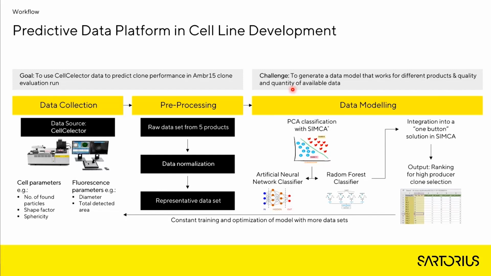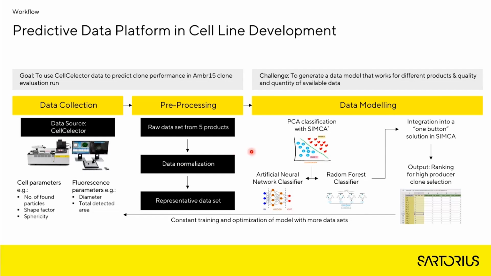So starting with the data collection, we use the output data of the cell selector, whose parameters could be categorized into 2 different categories, cell parameters and also fluorescence parameters. And as the next step, the raw data set for 5 different products was used to train our model. And as a pre-processing step, we do the data normalization before presenting the data for the data modeling. And in the next slides, it will be mentioned why such a step is needed.